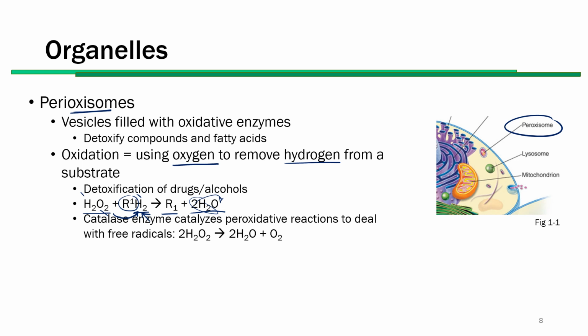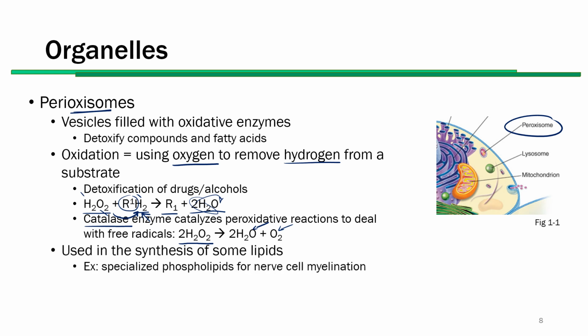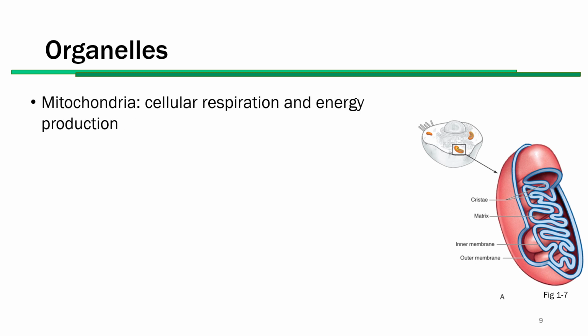compounds. Catalase is an enzyme that catalyzes a peroxidative reaction. You'll get a clean copy of these slides too without all my writing on it. So the peroxides, kind of like what I showed you here, but just a straight up peroxide. We have catalase enzymes that, when the peroxide is generated, and we'll see when we look at inflammation that we generate some of these radicals, can just straight break it down into water and oxygen. So that also happens in peroxisomes. Peroxisomes are used in the synthesis of some lipids, some specialized phospholipids for nerve cell myelination. Next, we'll look at mitochondria.